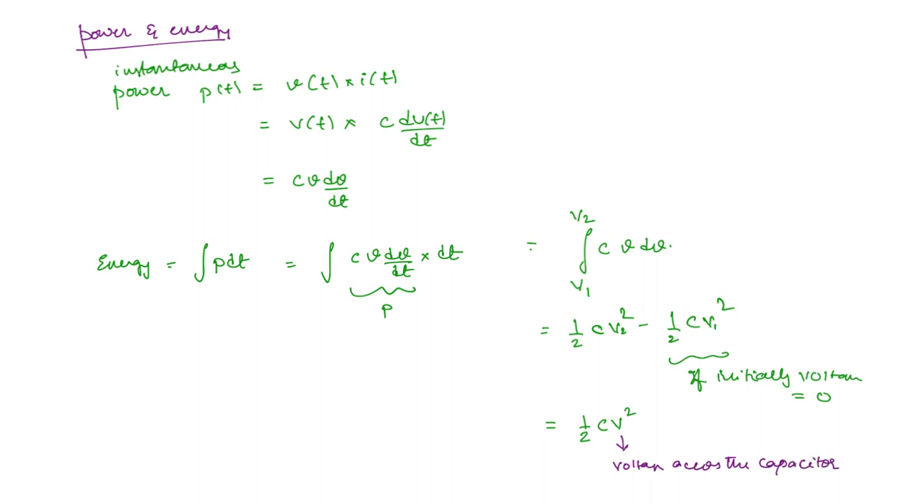Also, if you want to write in terms of Q, then you can write V is equal to Q by C, right. So, you are going to get Q square by 2C. Now, there are some important properties of the capacitor. So, we will see what those are. The first one is that it will act like an open circuit to DC.